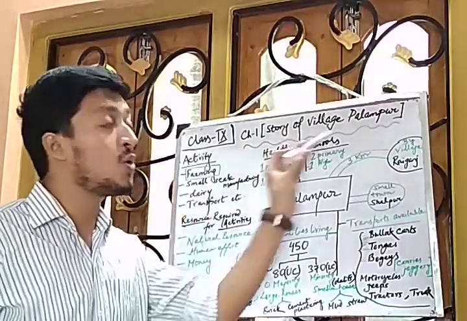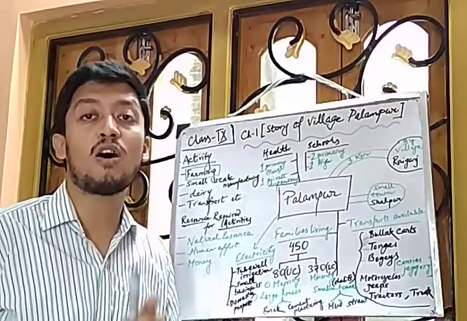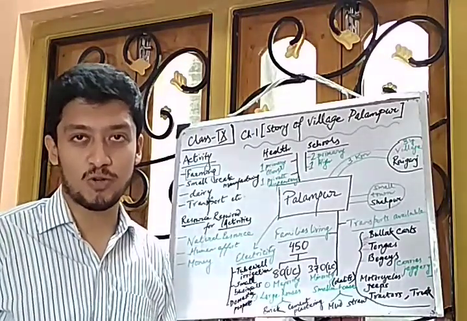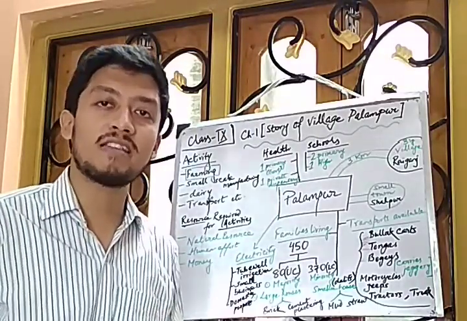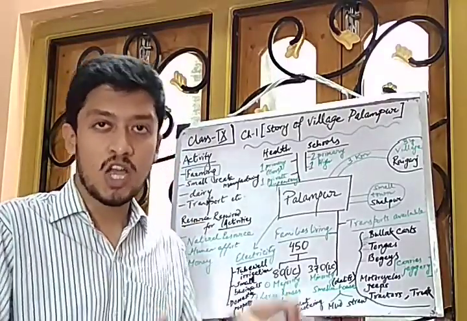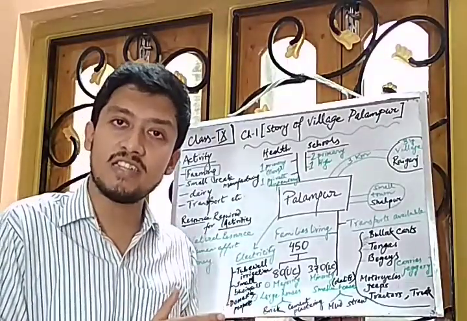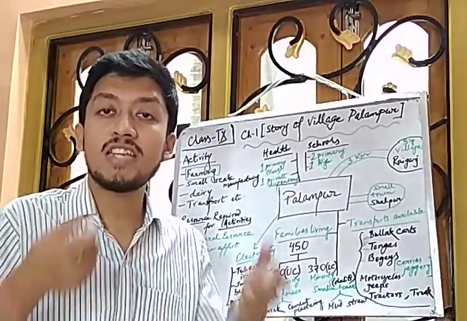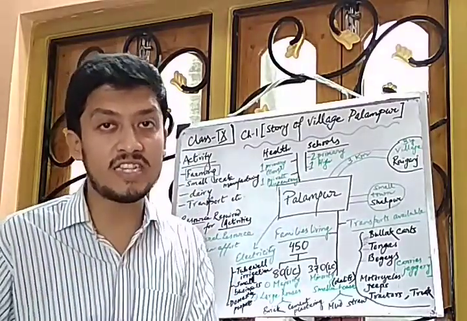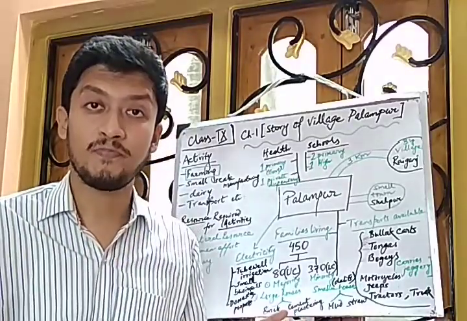Today, we are going to start a very new chapter. That is the first chapter of our economics book, the story of village Palampur. Basically, in economics, there are two types of activities. One is economic activities and the other is non-economic activities. Economic activities are those activities that help us to yield money or earn money. On the other hand, non-economic activities are those activities in economics which do not help us to yield money.